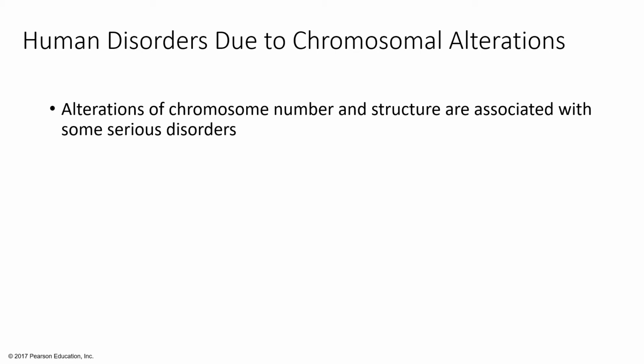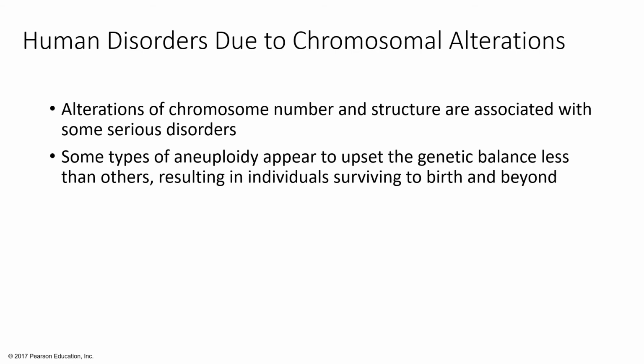So let's take a look at least a little closer at a few disorders that happen because of these chromosomal alterations. So a lot of these are pretty serious in the end. Some of our aneuploidies are going to upset the overall genetic balance more, leading to greater deficits in physical and mental development in the end. And ultimately, very few individuals are going to survive to birth and beyond when we have an abnormal number of chromosomes.